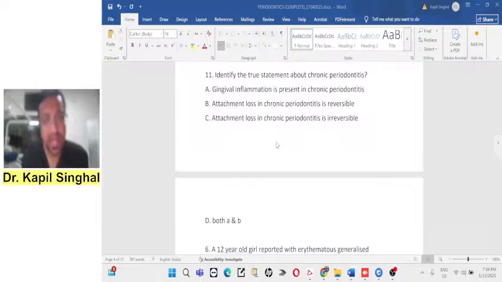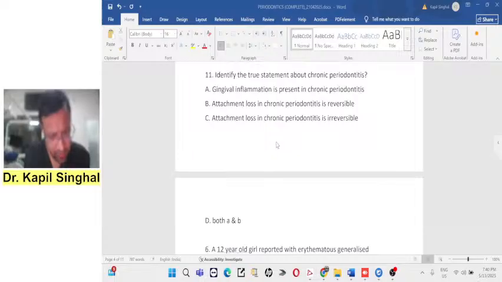Now it means option A and C is correct, but we have option D, that it is both A and B. So ideally this D should be option A and C, that would have been the better answer here. Okay. If I have to choose one single option, I will choose option C. Attachment loss in chronic periodontitis is irreversible, if these were the options.